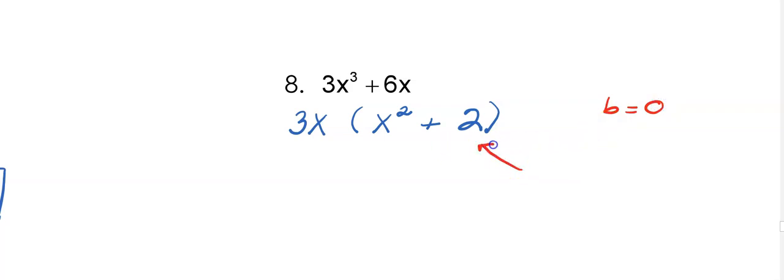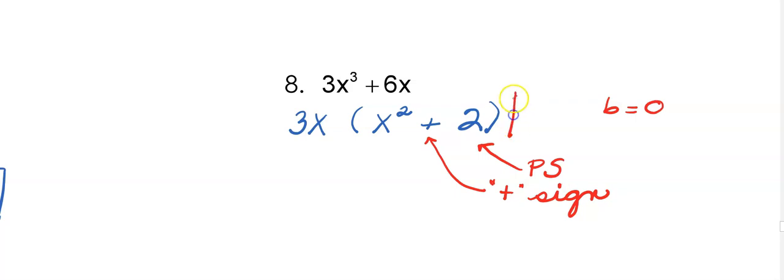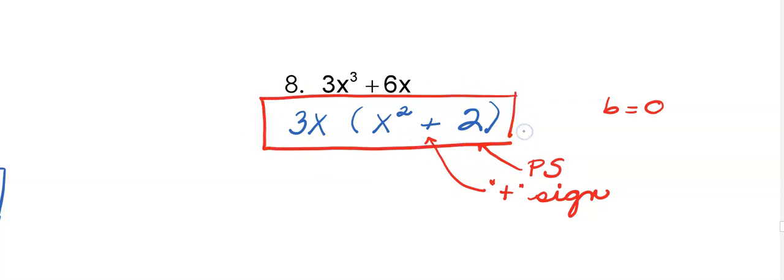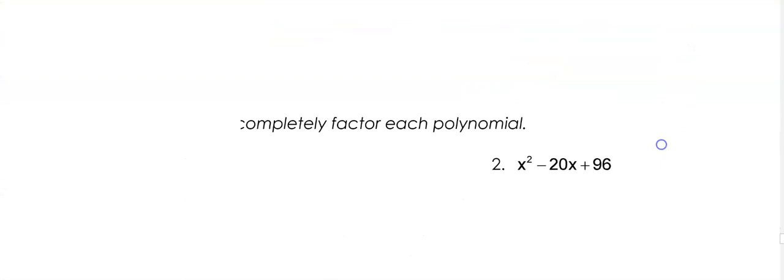Last but not least on this page is number 8. I could see there's a GCF of 3x, not x squared though, because x is the highest. And if I pull out a 3x, I would need x squared to get that back and a plus 2. Now, if you look at this, b is 0, but this is not a perfect square, and there is an addition sign. That means it cannot be a difference of two squares, and that means this is just a GCF type of problem.